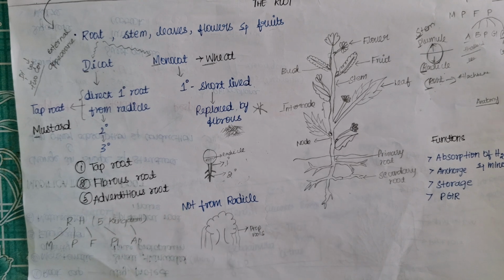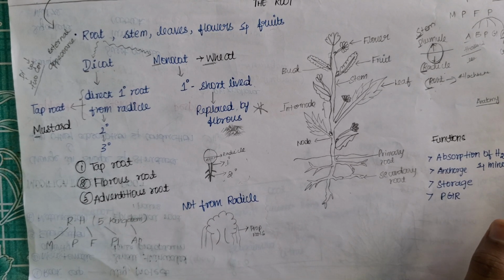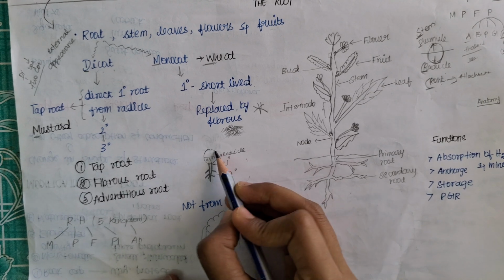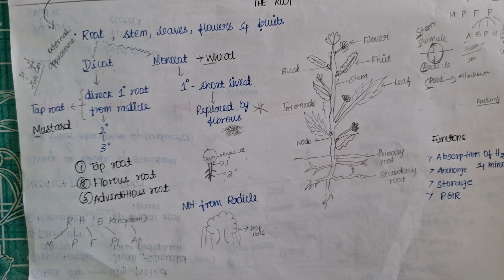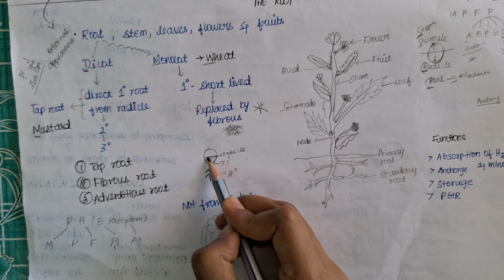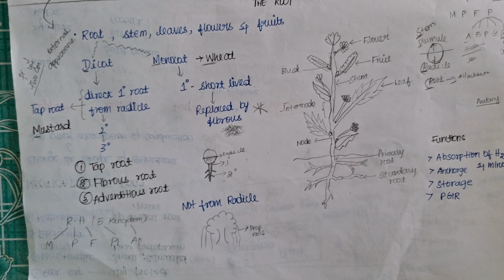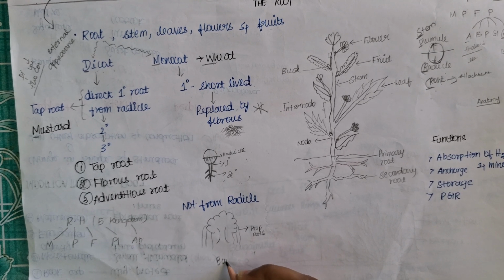Then comes your adventitious root. What is the adventitious root? So whenever, let's say this is your plumule and this is your radicle, right? Whenever any root is formed apart from your radicle, apart from this part, okay, then those roots are called your adventitious root. So an easy example, what is this? This is your famous banyan tree.